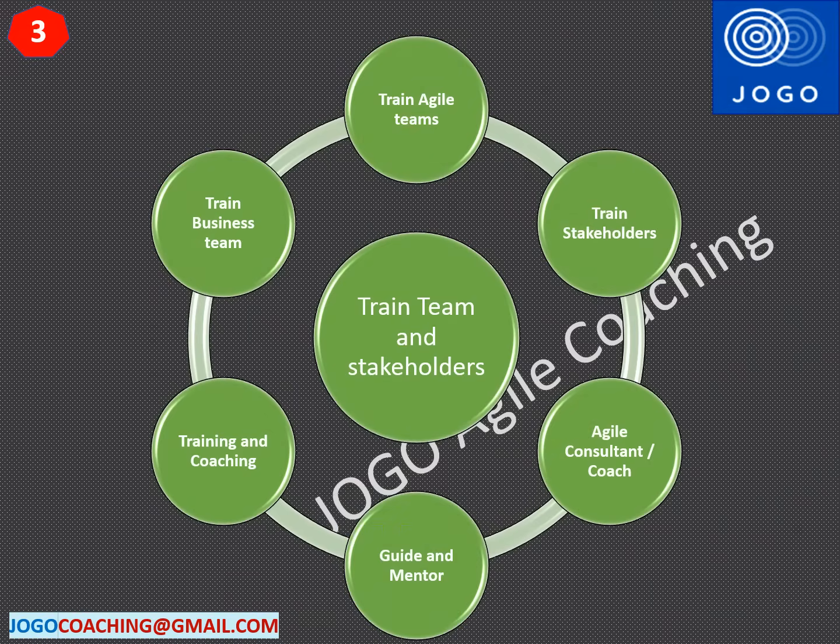The third step in driving the agile transformation is to train the teams and the stakeholders with the help of an expert in agile way of working. We should get an agile consultant or agile coaches to train the team and set up the process to start the agile way of working. Agile coaches or agile transformation leaders should be available to guide and mentor the team and the leaders in the organization.